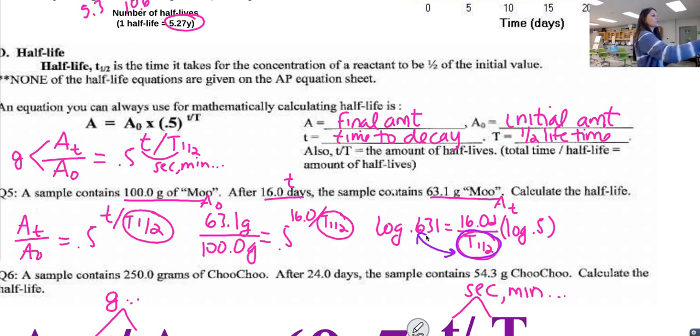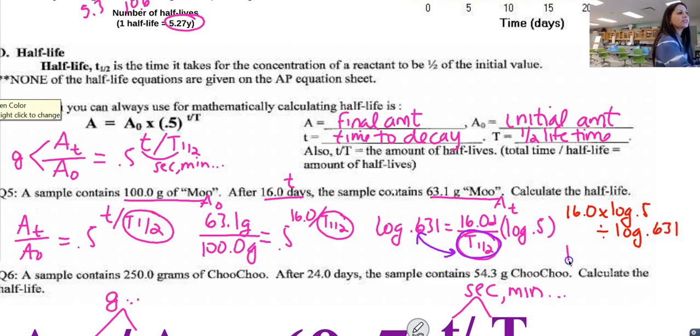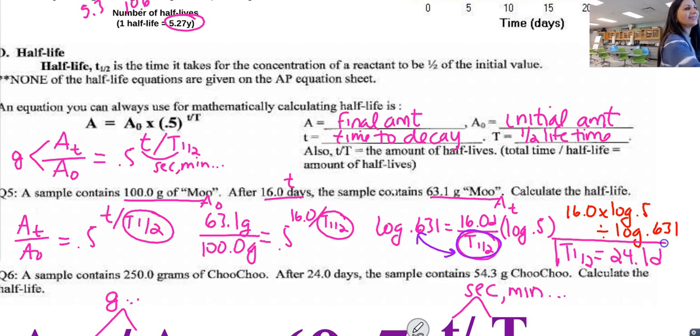So I'm going to use my swap thing here and swap these out with each other. In my calculator, I'm actually going to do 16 times the log of 0.5, then divide by the log of 0.631, and when you do this, you should get that your T1 half, your half-life time, is equal to 24.1 days.